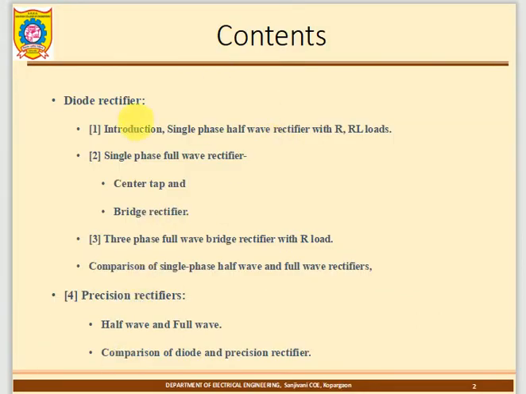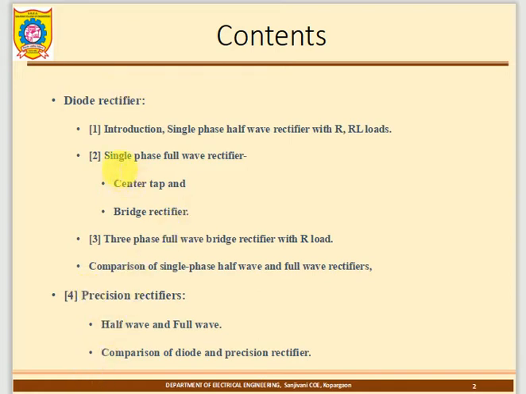Let's go to the content of the unit. It has only 4 topics. First one is the half wave rectifier. This is a diode rectifier, the single phase half wave rectifier. The second one is the single phase full wave rectifier, topic number 2. Then topic number 3 is the 3 phase full wave rectifier, with R load, and the comparisons. Then the fourth topic is the precision rectifier. So only 4 topics in that unit, very simple.